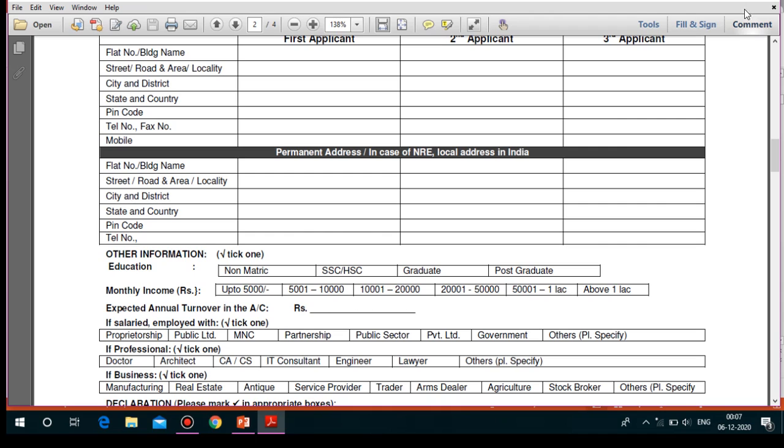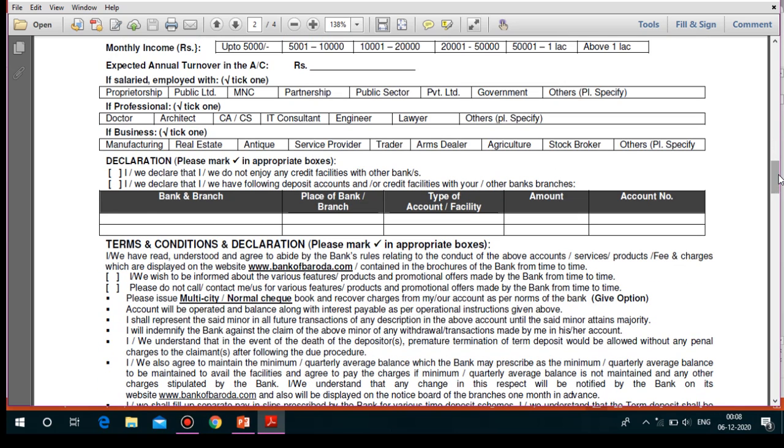Then other information like education, annual income, turnover. If you are a salaried person, and employed, in which sector are you working, private sector or government sector? You have to tick mark. If you are a professional, are you a doctor, chartered accountant, IT consultant, engineer, lawyer, if any other, please specify. If you are doing a business, which type of business, manufacturing, real estate, service provider, whichever business you are doing, you have to tick mark.